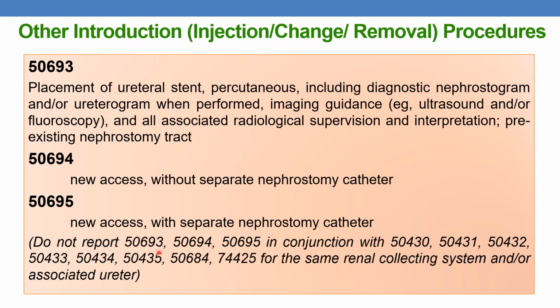And do not report 50693, 694 and 695 in conjunction with 50430, 431, 432, 433, 434, 435, 684 and 74425 for the same renal collecting system and/or associated ureter.